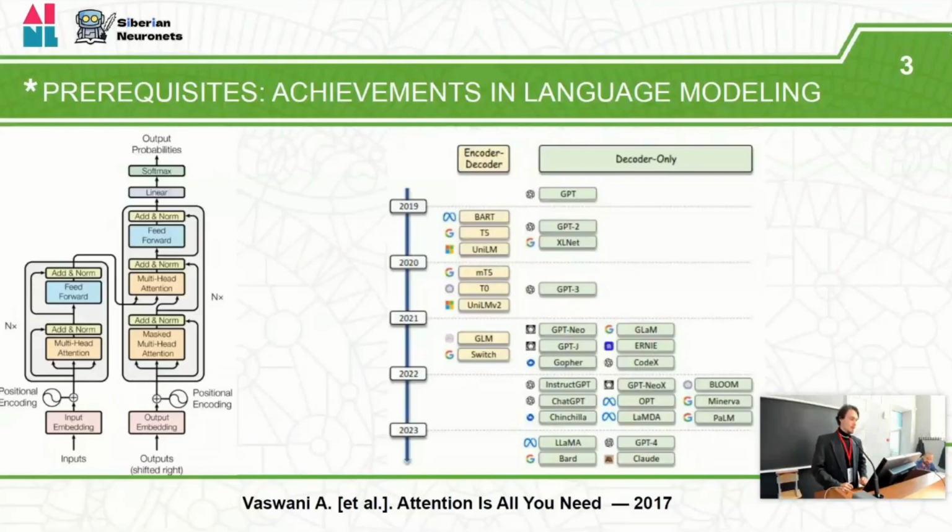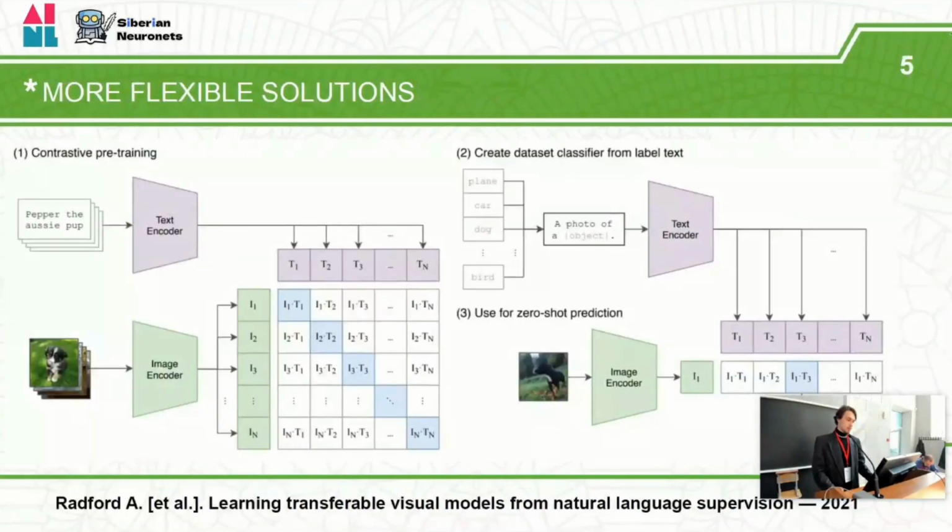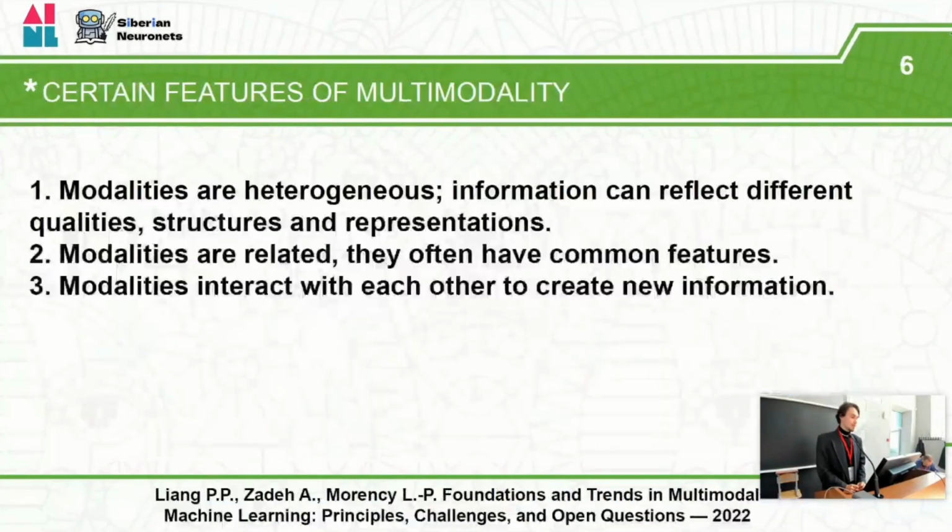transformers and the big boom of decoder models providing a lot of solutions, and also advances in different modalities that were also affected by transformers and other solutions, and even more flexible solutions, for example, contrastive image language pre-training, which can result in solutions with one-shot or even zero-shot predictions.